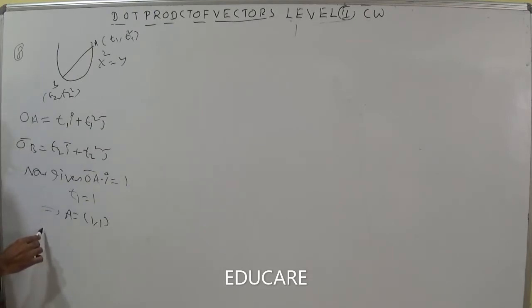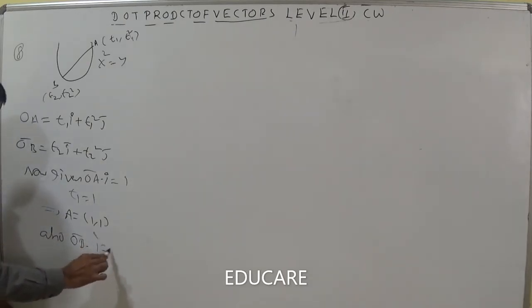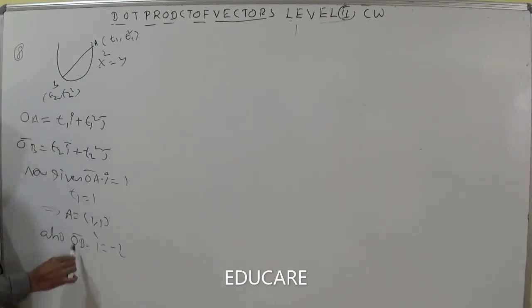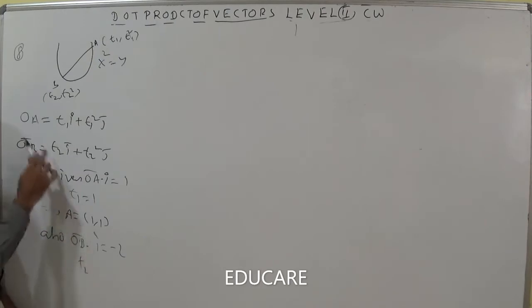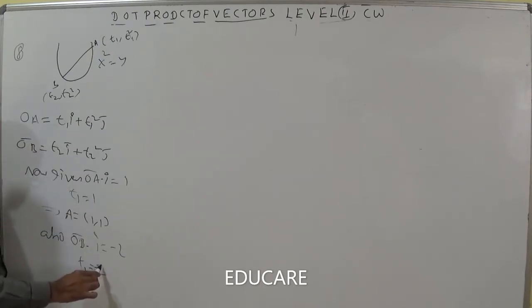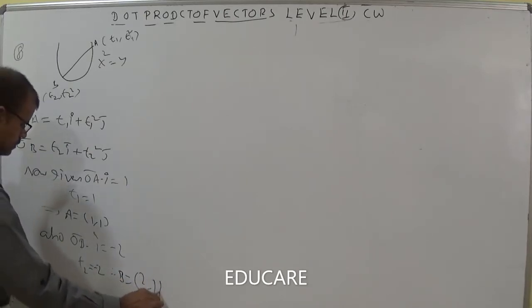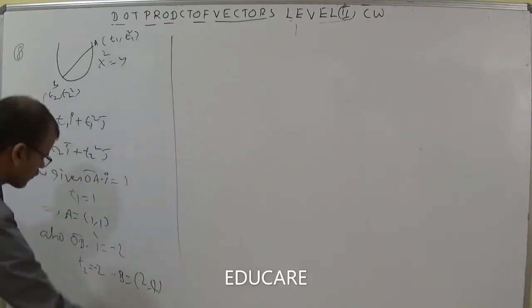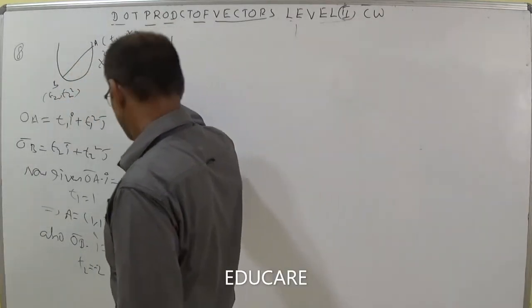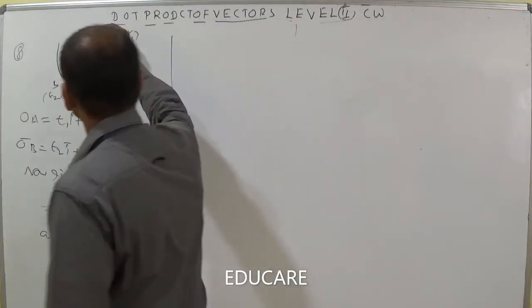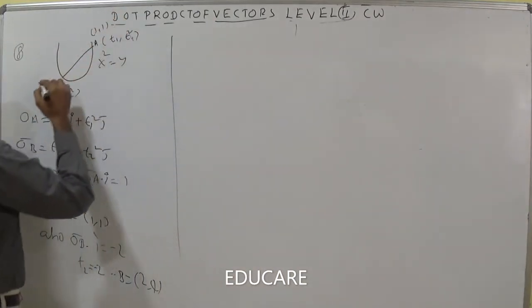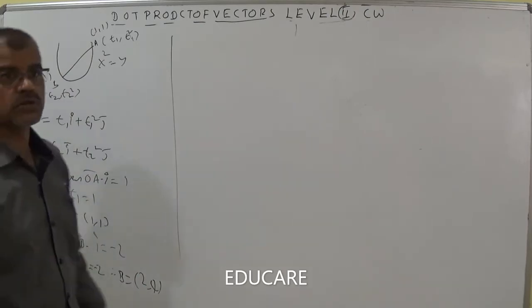Next, he also given the condition OB dot I is equal to minus 2. What is the value of OB dot I? It is T2. So T2 is equal to minus 2 we got. Therefore, you substitute the value of T2, then you will get B is equal to (minus 2, 4). So A is equal to 1 comma 1 and B is equal to the second point. Now what should we calculate?